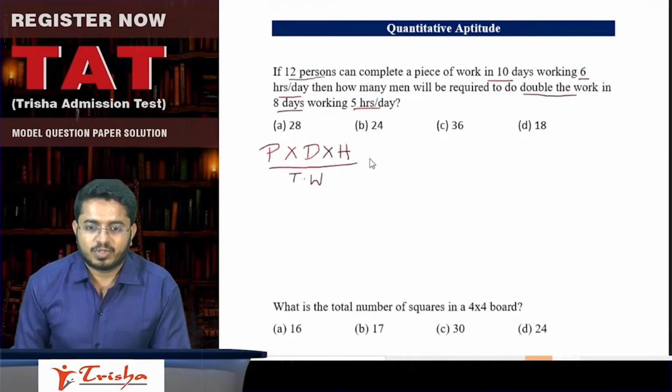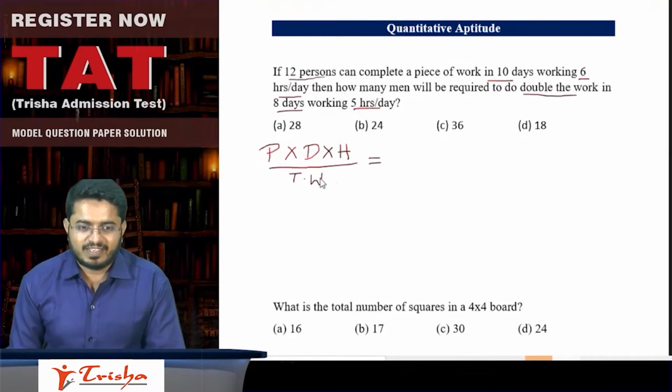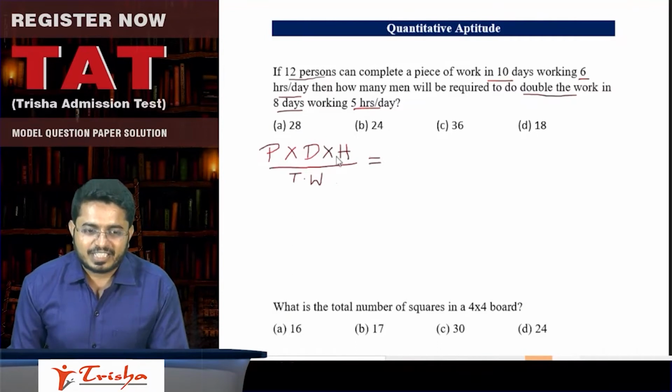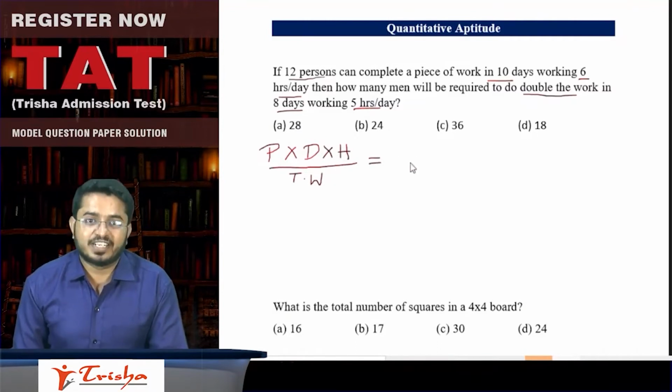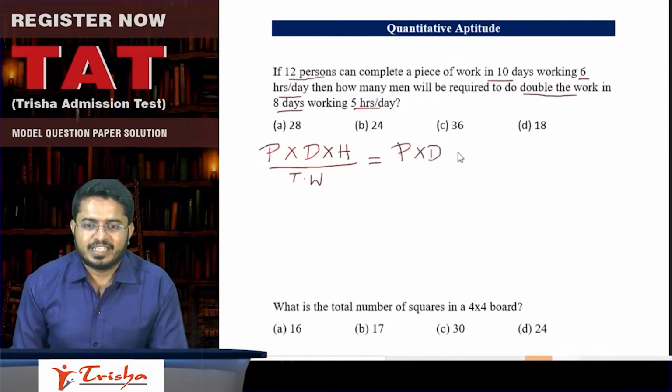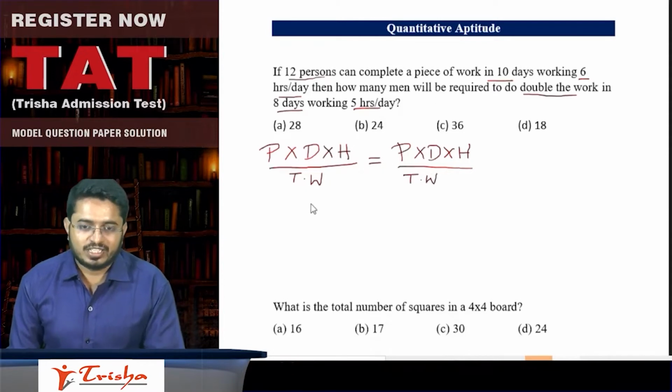Yes, because once a data set is given, keeping that data set in mind, you have to find out the next one, right? So just repeat the formula once again. P into D into H. What is P here? Persons or people, the number of people. D, number of days. And H, number of working hours per day. What is TW then? Total work.